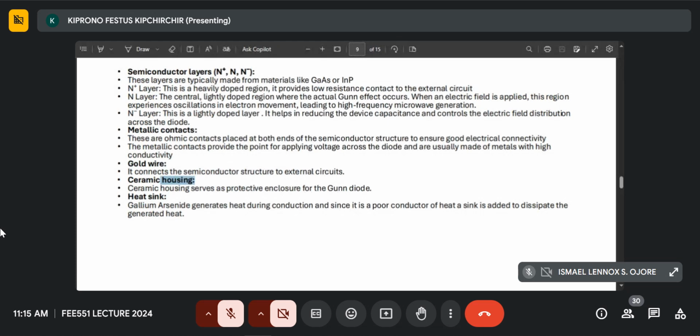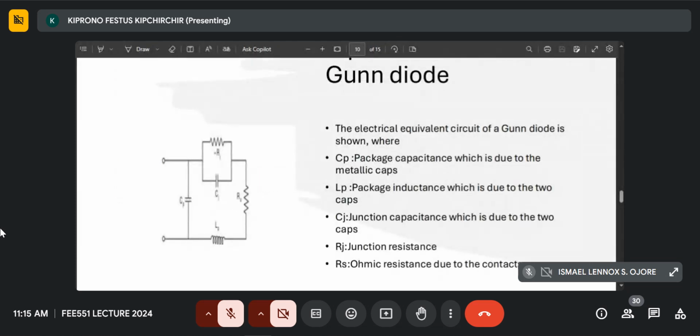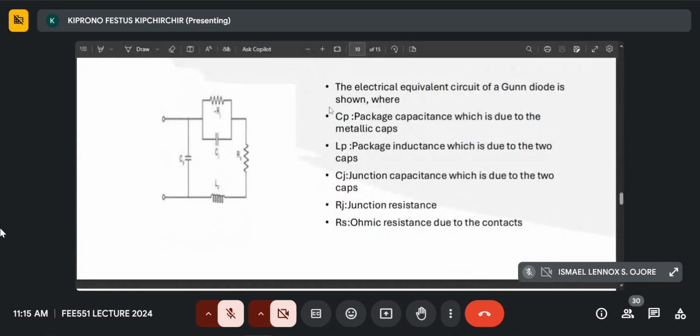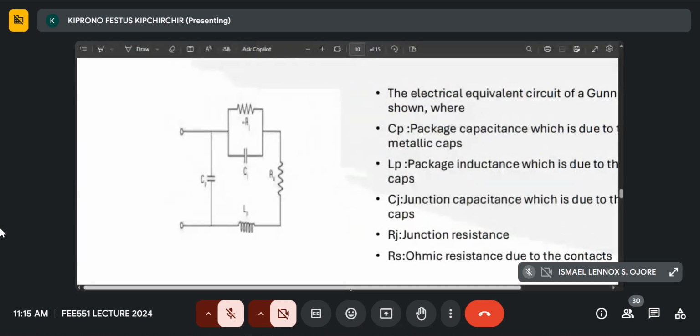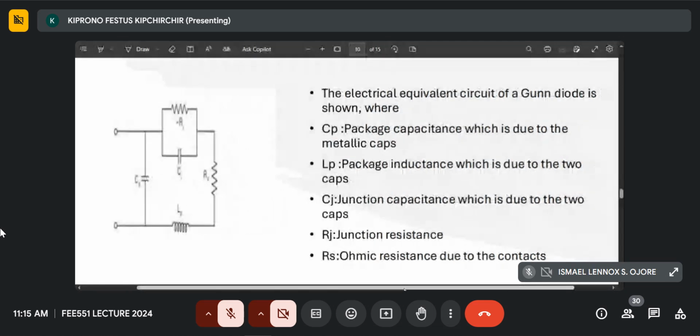As I had said, the equivalent circuit. This is the equivalent circuit of the GaN diode, and this is how it can be modeled. Because of the two metallic contacts, there's some sort of capacitance and some sort of resistance pair. I think everyone can see this clearly, or should I zoom in? This is the equivalent circuit, indicated with subscripts for you to understand it properly.